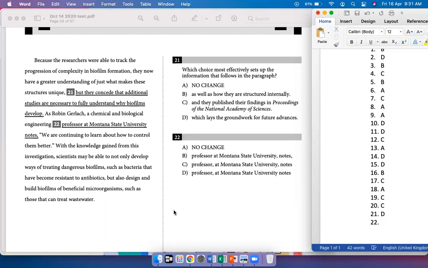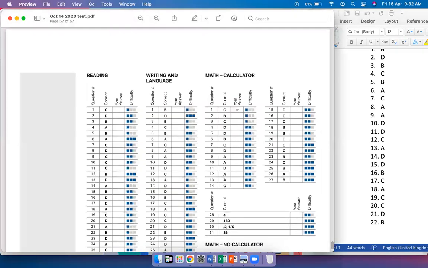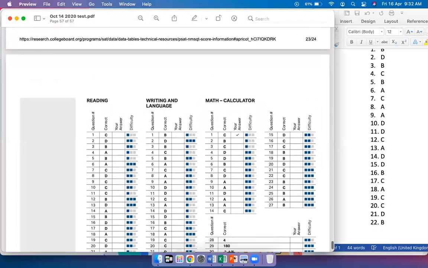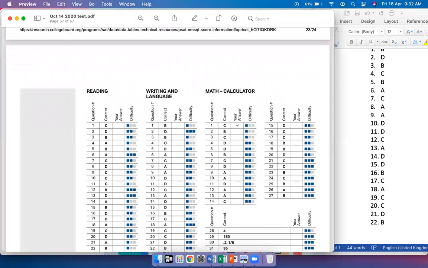Okay. Now for the 22nd question, a chemical and biological engineering professor at Montana State University, that's the descriptor for Gerlach. So you need to have a comma after university as well. So, yeah, and just after university, not after professor. So that would mean that B is the right answer. Okay, let's grade this. We have to grade from 11 to 22. Okay, D, C, A, D, D, D, C, A, D, D, B, C, A, C, B, C, A, C, C, D, B, right? So we got all correct.